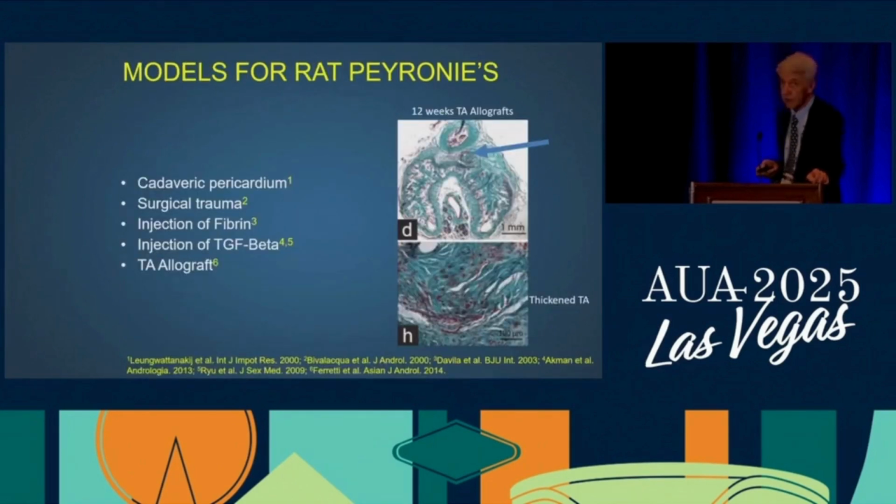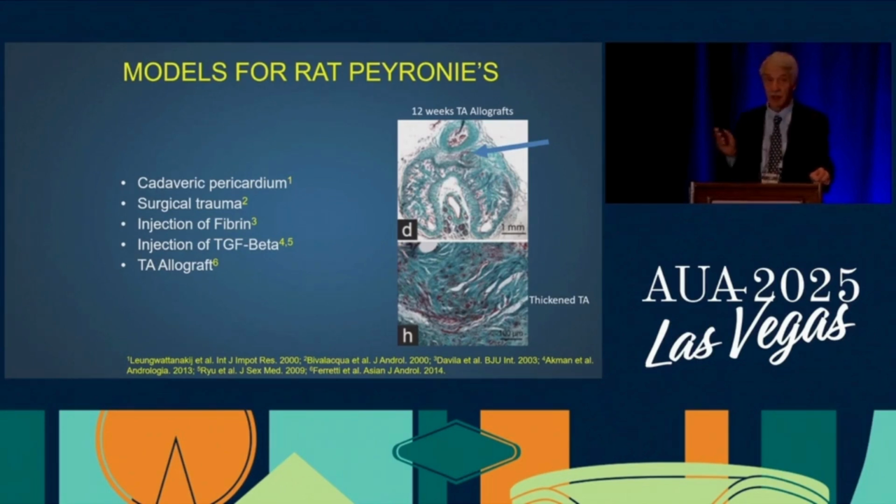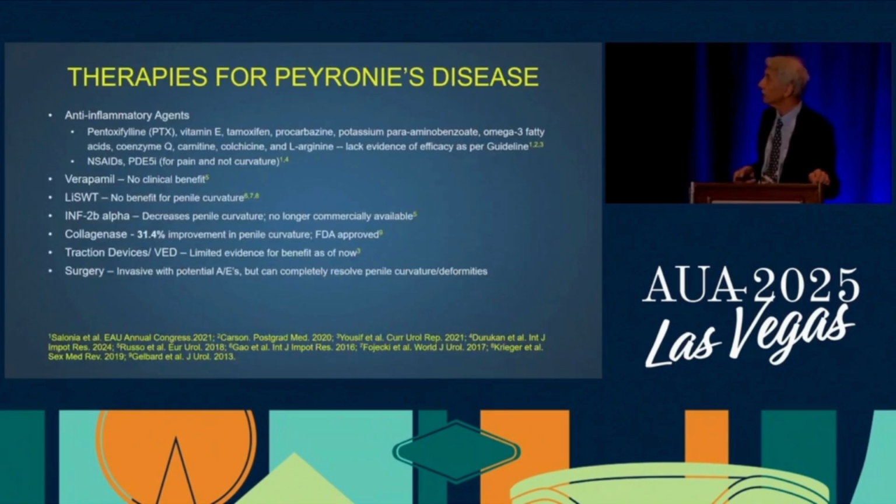Now, the models that have been presented in the past include cadaveric pericardium, surgical trauma, injection of fibrin, injection of TGF-beta, and also tunica albuginea allografts from rodents from one to the other. And this is just an example right here where the actual graft is placed, and you can see this is a thickened tunica albuginea with all the different presentations that we would expect.